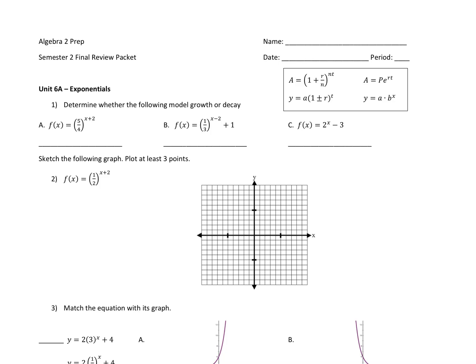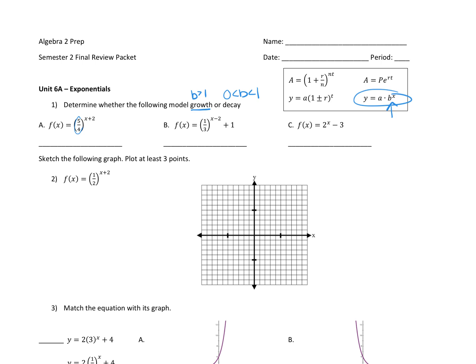In this video, I'll be going over the 6A section of the semester final review packet. So in this first section, they're talking about whether a model is growth or decay. If something is growth, that means the B value, we're thinking about this equation now, the number that's with the X is greater than 1. If it's decay, it's between 0 and 1.